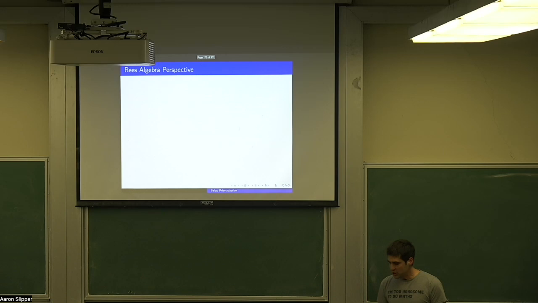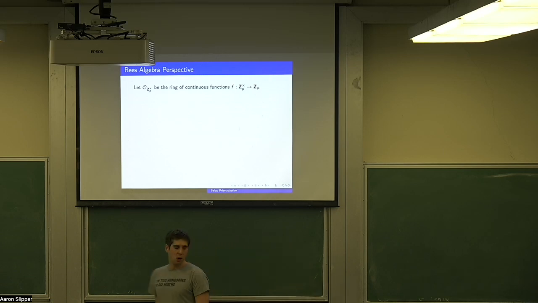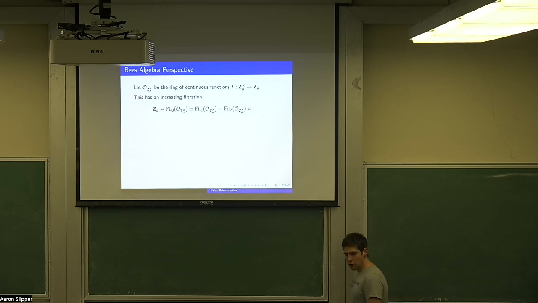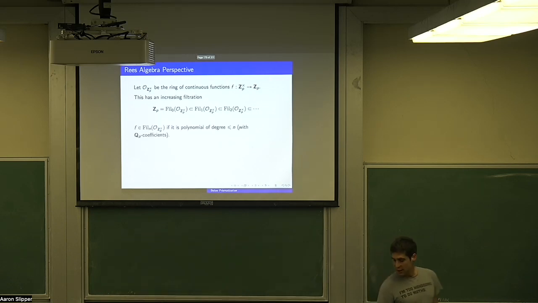And to answer this question, I want to give you a different perspective on what this ring V1 is. So let me write O(Z_p star) for the ring of continuous functions from Z_p star into Z_p, continuous with respect to the p-adic topology. And this ring has a natural filtration where Fil_n is functions that you can write as a polynomial of degree less than or equal to n, possibly with Q_p coefficients.